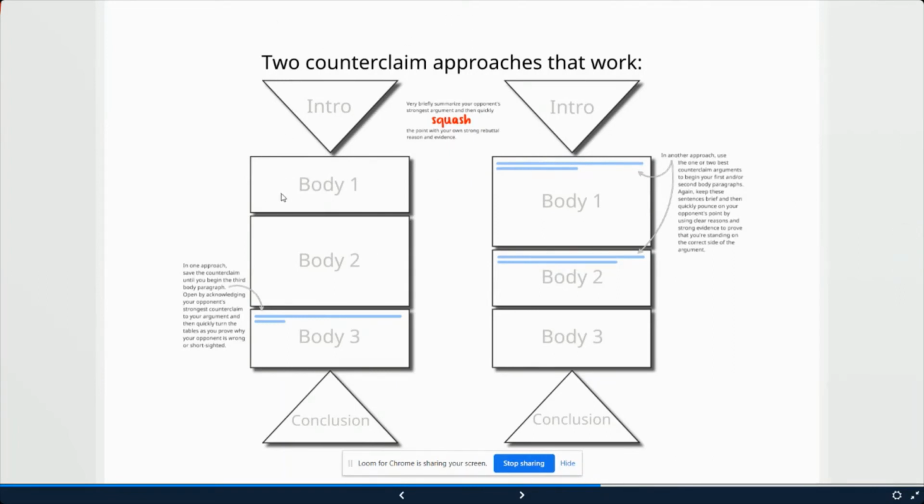It's the most common way, and that is in the beginning of your third body paragraph. So in this approach, you save the counterclaim until you begin the third body paragraph. Open by acknowledging your opponent's strongest counterclaim to your argument. So that will be with our ACT example. Some believe that ACT scores should be used in the college admissions process because it's a standardized way to show the aptitude of each student.